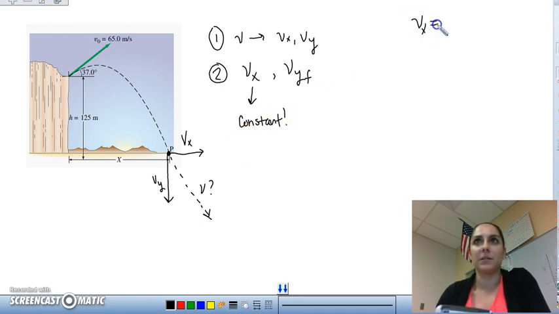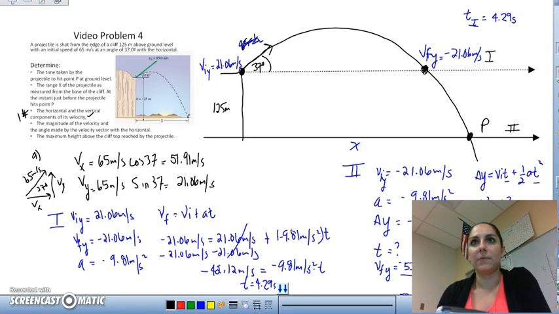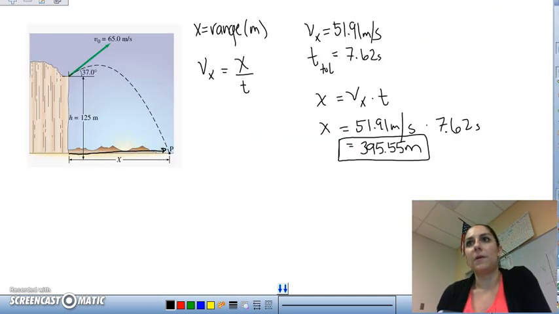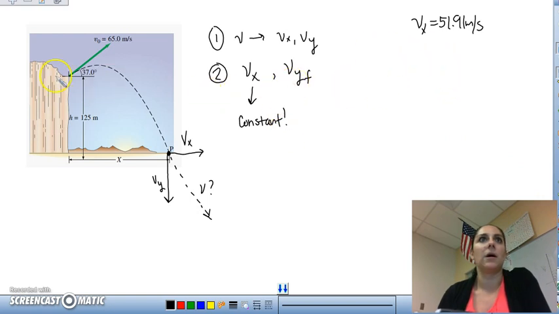We have Vx is 51.91 meters per second. And once again, where did we get that? That's this number right here. That stays the same throughout the whole trajectory. That's because there's nothing influencing it, because it's in the x direction. No gravity is going to account for that. But this is the one that we do have to pay attention to and calculate. So we need to use kinematics for this part.